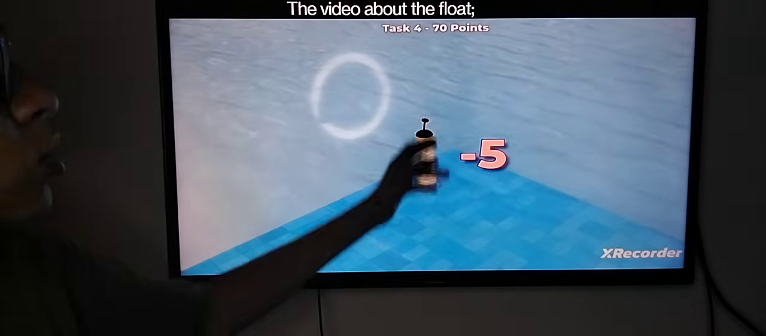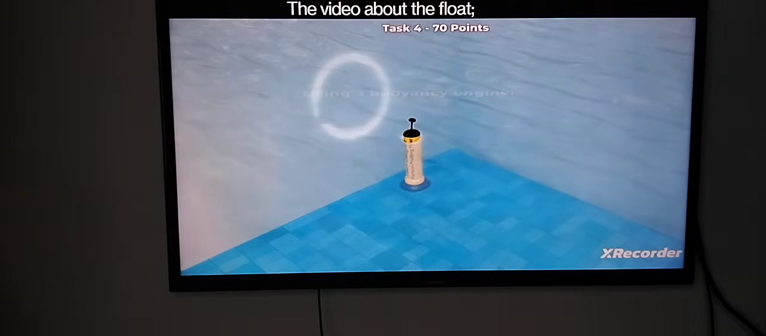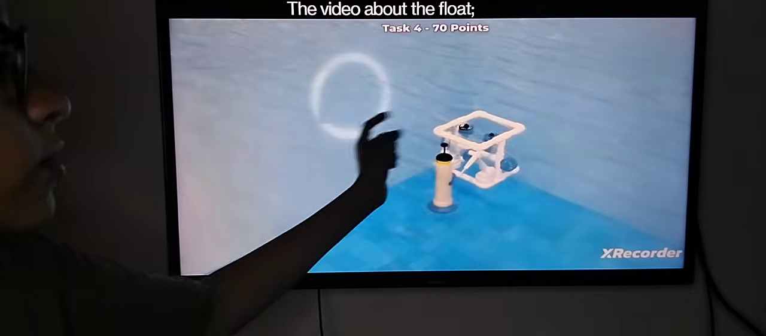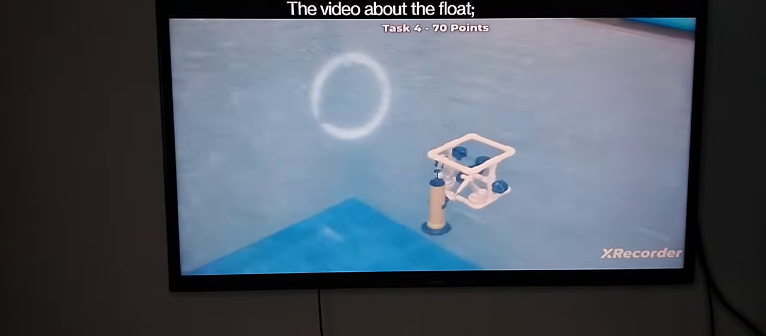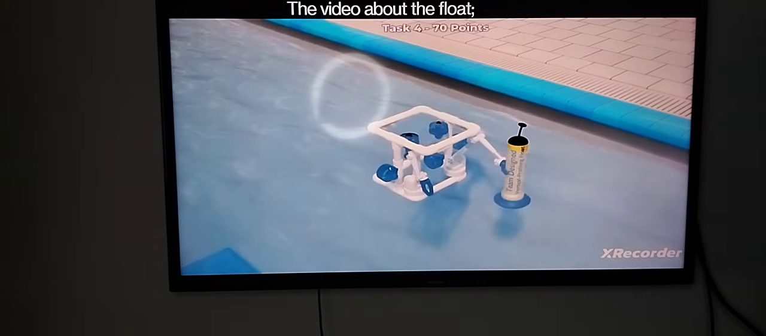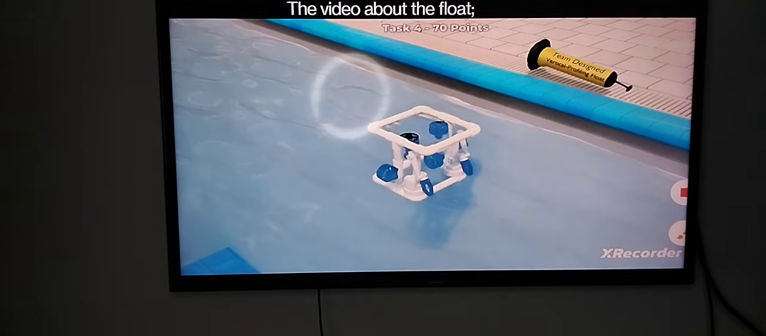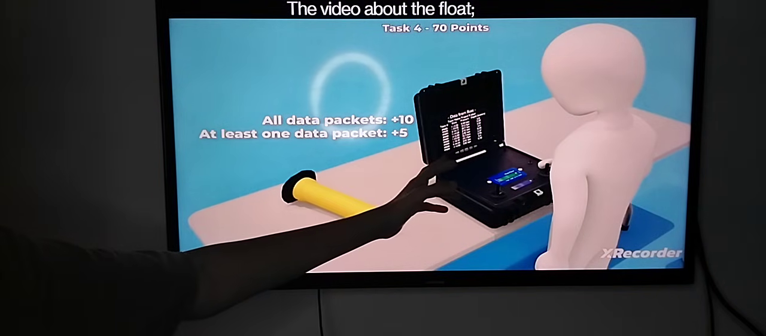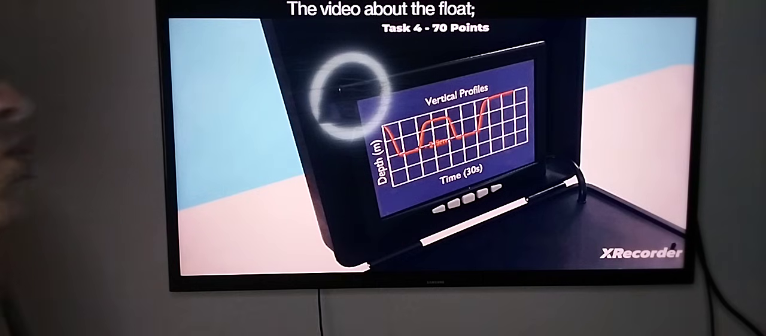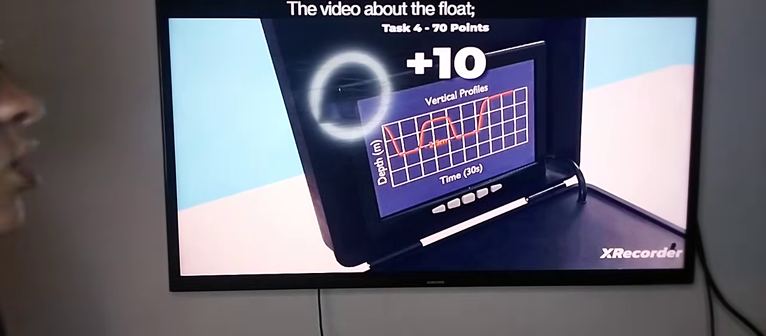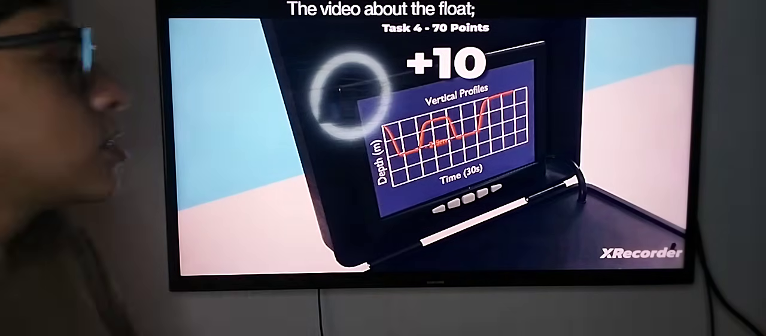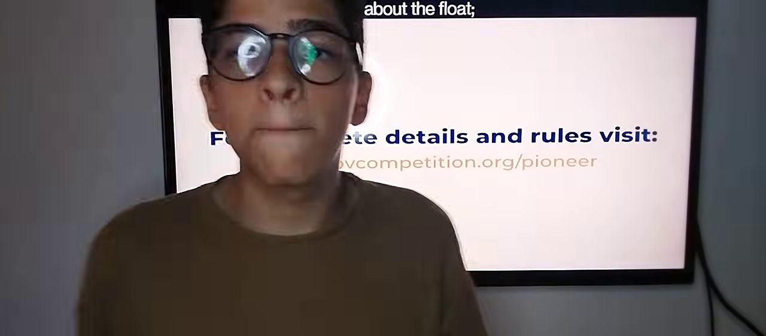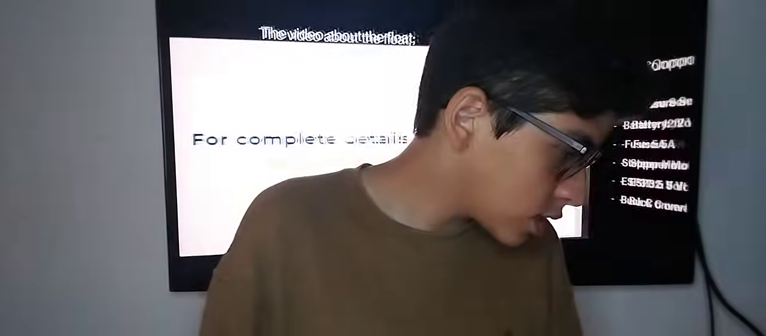If it goes up out of the water, it will be minus 5 points. Using the buoyancy engine is 10, and if it is different, it will be 5. It collects the data, so it takes 10 points, then we make the graph. The judge sees it and gives us 10 points. This is the float mission of the video. So let's go to the next page.